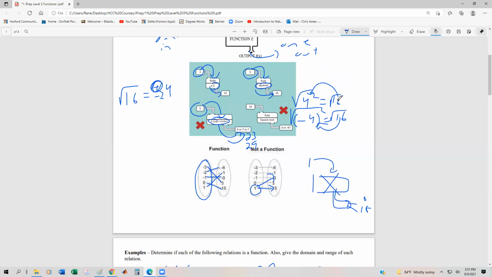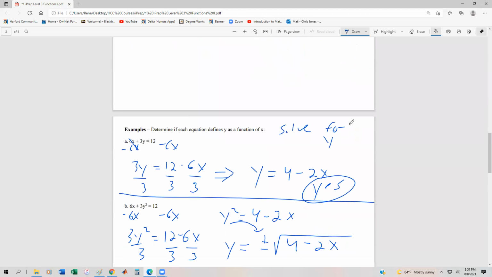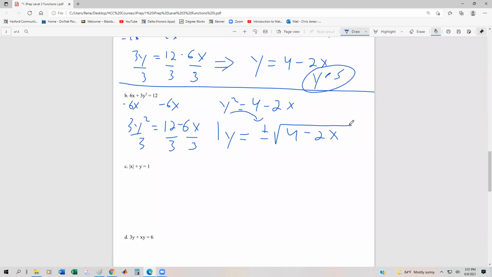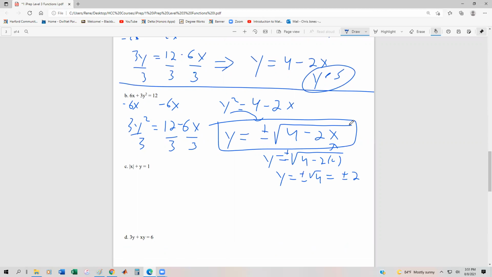All right, so in this case, going back down to here, this tells us that if for some reason I were to plug in the same number, let's say I plugged in 0 for x, so y would be equal to plus or minus the square root of 4 minus 2 times 0, which means that y is going to be equal to plus or minus root 4, which is plus or minus 2.